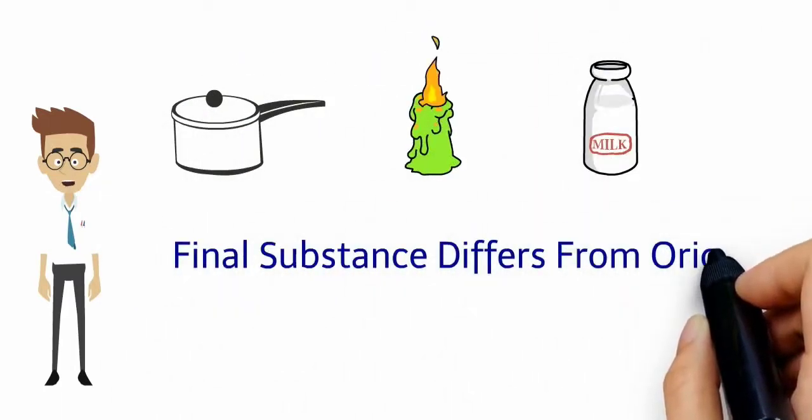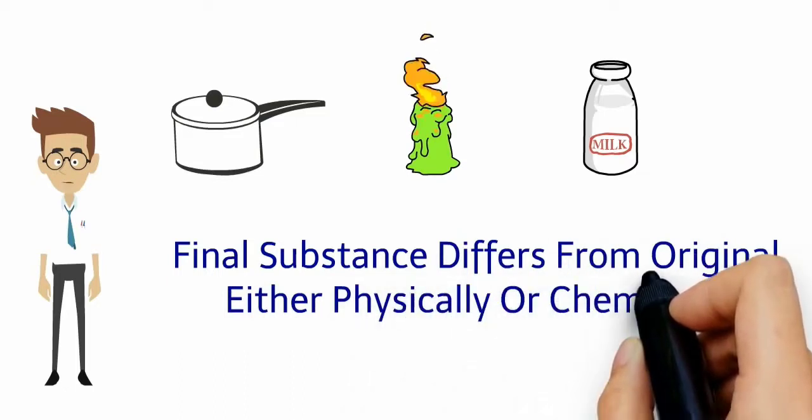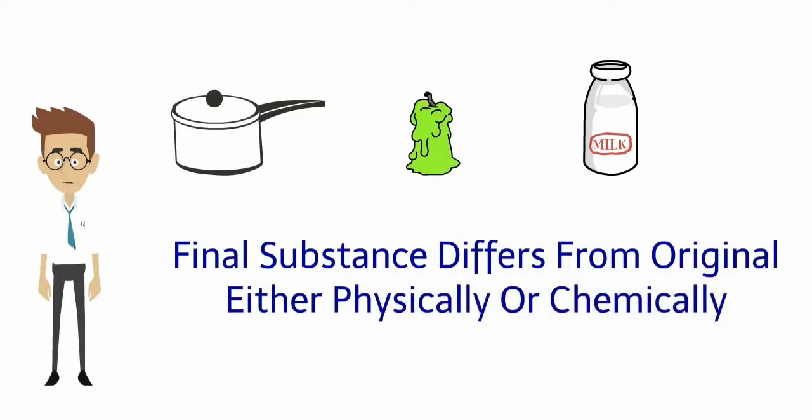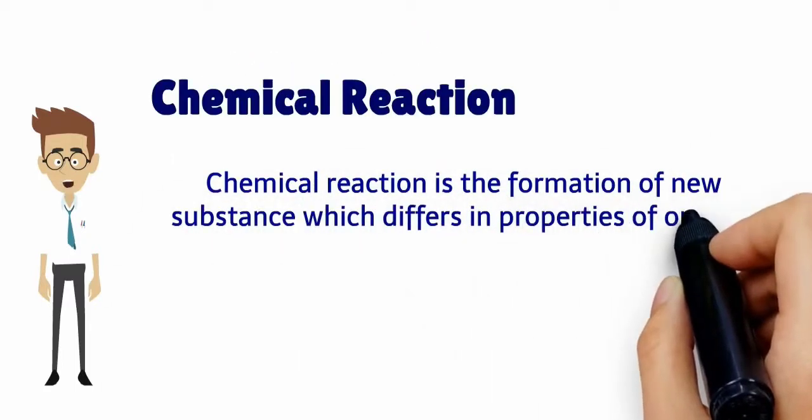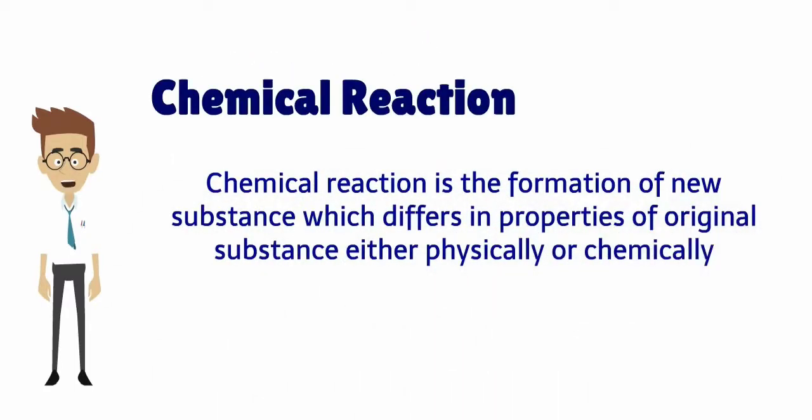And the thing that you would have found is that the final substance differs from the original substance, either physically or chemically. So, we can say that a chemical reaction is the formation of a new substance, which differs in properties from the original substance, either physically or chemically.